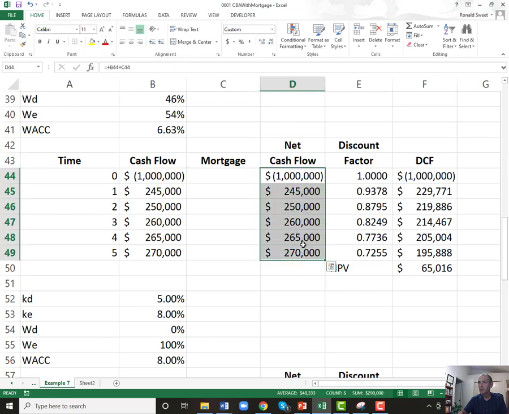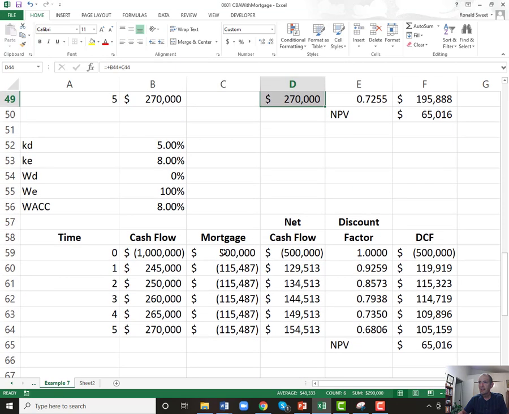So these cash flows are going to be split. But let's put the mortgage in there. Well, now these cash flows are all our cash flows. It's all equity. And so when we use the discounted cash flow there, 100% of it being equity, we get the same net present value.